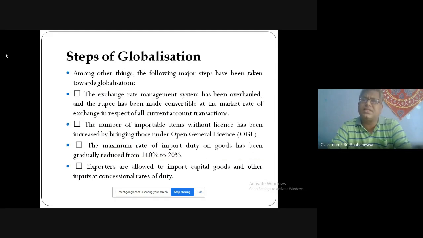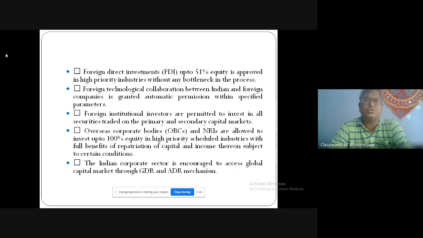But there are different steps, my dear students. What are these steps? You have to go through globalization: you can change the exchange rate system, focus more on the open general licensing system, reduce import duty, and focus on importing capital goods with concessional duty. You can also focus on foreign direct investment up to 51% equity and foreign technological collaboration. Foreign institutional investors, FIIs, are permitted to invest in securities in the Indian capital market, like the primary market and secondary market also.